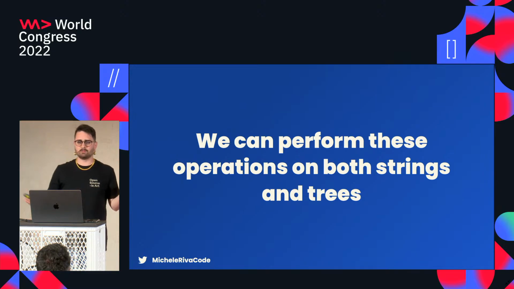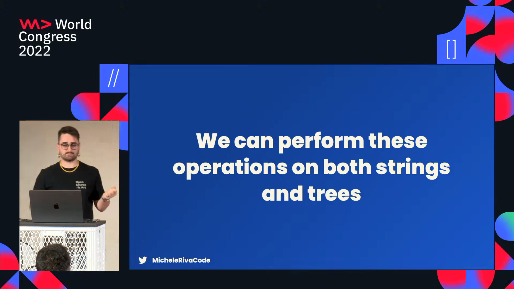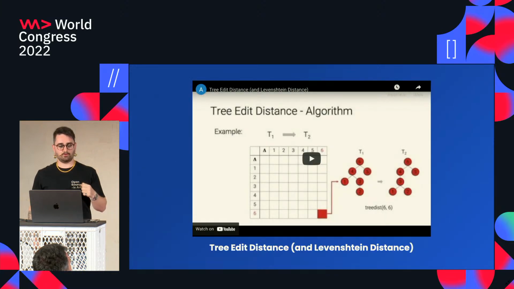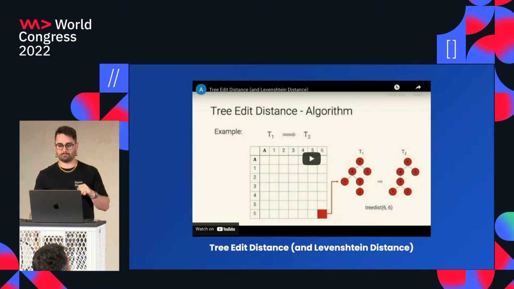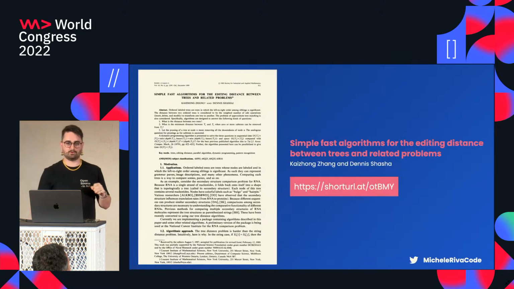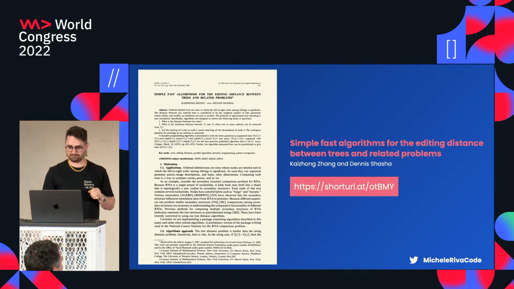Or we can do that using trees. There is a beautiful YouTube video, which I highly recommend to understand these concepts better, which I know are a bit abstract. So I really encourage you to look at that, because it's really beautiful. There is also the official paper that lets you understand more mathematically how that works. It's called Simple Fast Algorithms for the Editing Distance Between Trees and Related Problems. It's from Zhang and Shasha, two beautiful engineers.